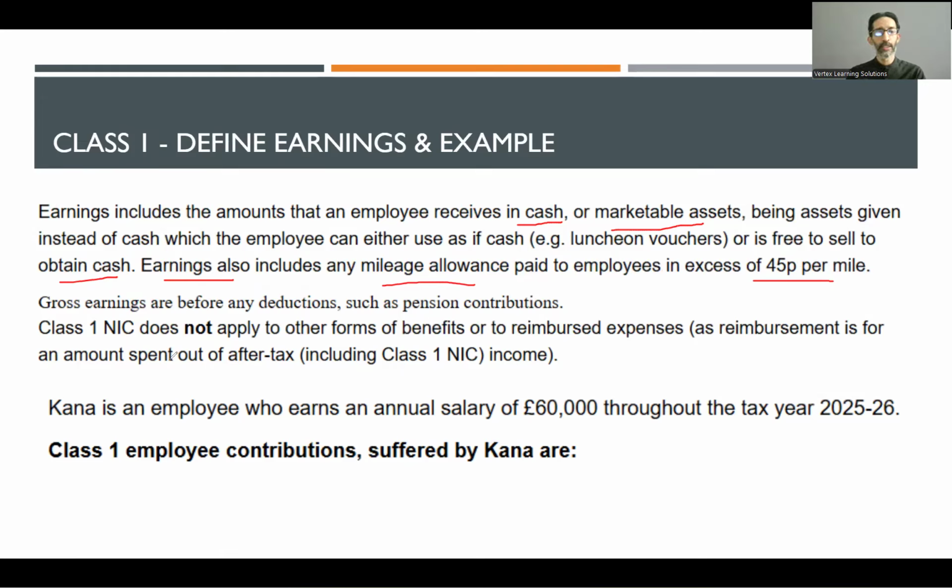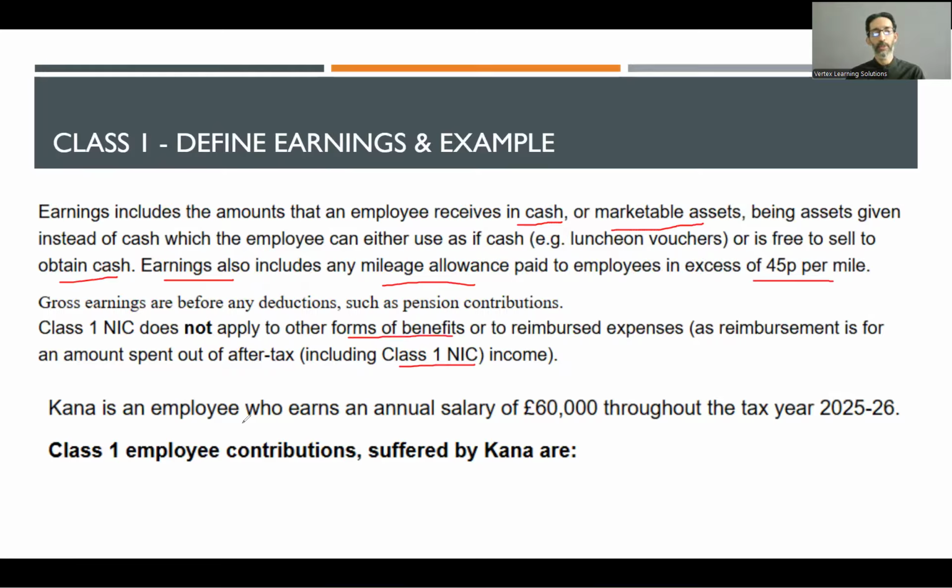Furthermore, Class 1 NIC does not apply to other forms of benefits, because for that we have Class 1A, and those are not paid by employees. Those are paid by employers. Nor does it apply to reimbursed expenses. You spend money from your own pocket for employment, and then the employer gives it back to you. That is regarded as reimbursed expenses, so it is not applied on that. The reimbursement is for an amount spent out of after-tax income, including Class 1 NIC. This is the reason.